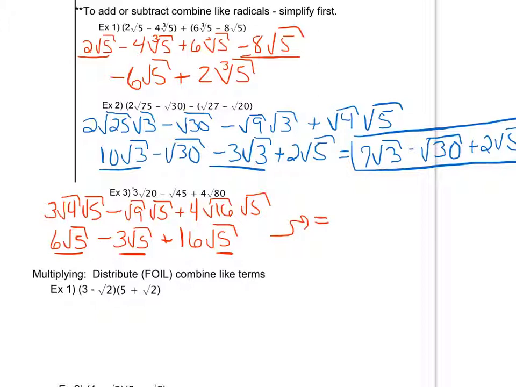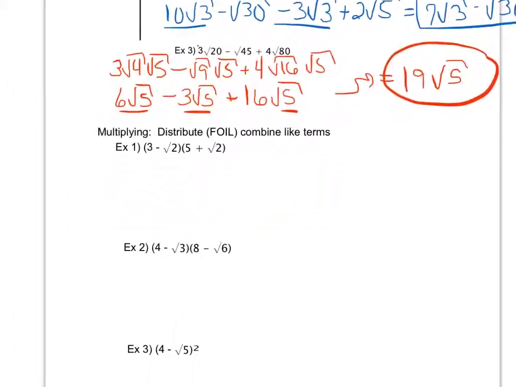6 minus 3 gives me 3, plus 16 gives me 19 square roots of 5. And there's my final answer. That's adding and subtracting. So distribute a minus sign, drop parentheses for a plus sign, simplify radicals if you can, combine like terms. Moving on to multiplying.